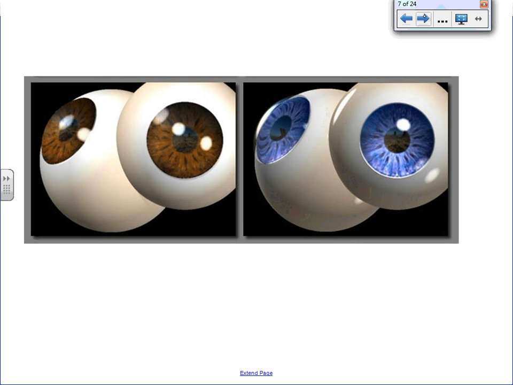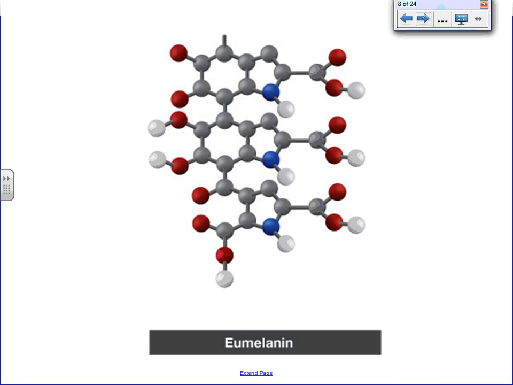And here is a great example of some of the differences. This is eye color that we're looking at here, the difference between brown eyes and blue eyes. Now, how does this come about? Well, it starts off with this molecule right here called melanin. Melanin is the protein responsible for making the brown pigment that we see inside of our eyes.